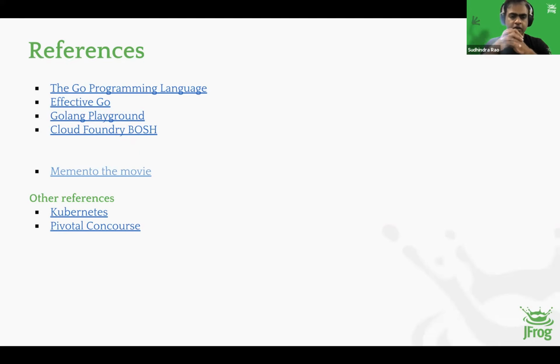We used a couple of technologies that were part of the Cloud Foundry ecosystem. BOSH is one of them, so we'll talk a little bit about BOSH. And we were building a Kubernetes platform, and we were building it using the CI/CD system called Pivotal Concourse. If you're looking for that, the links are in the presentation.